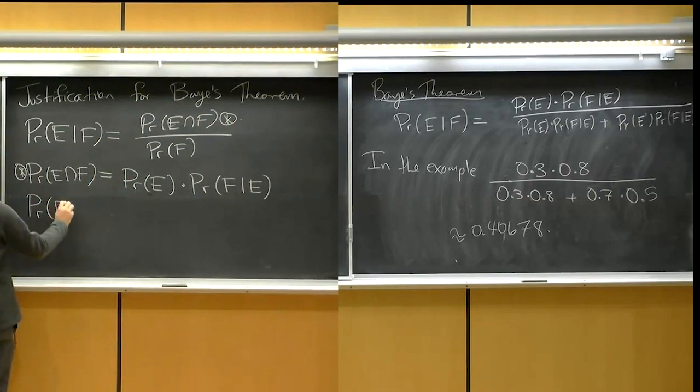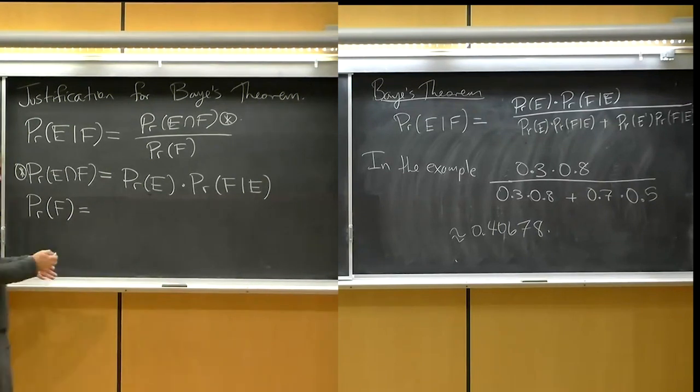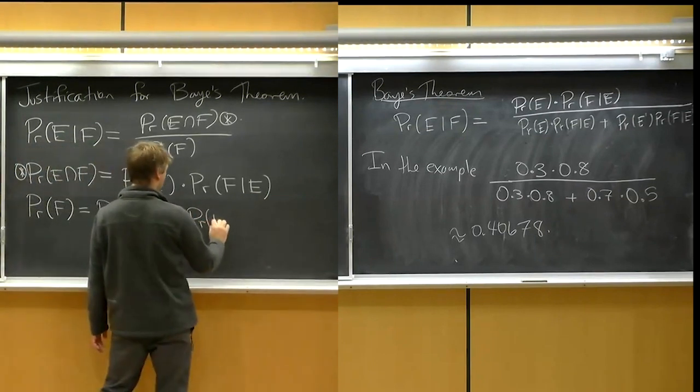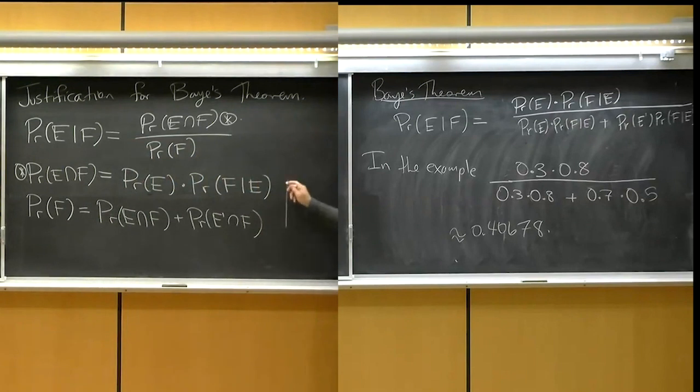Now let's do something about the denominator. The probability F occurs is the same thing as the probability that E and F both occur, plus the probability that F occurs and E doesn't occur. This is a thing that has come up a few times now. If you draw the Venn diagram, it kind of makes sense that F is the same thing as E intersect F and E prime intersect F. So the probability of F is the probability of this plus the probability of that.